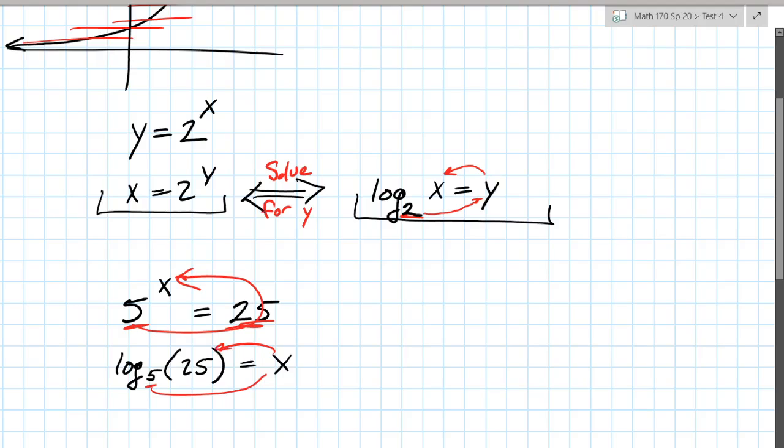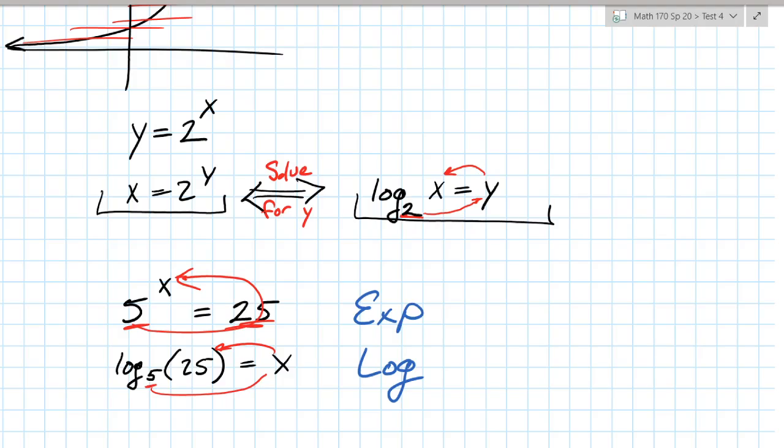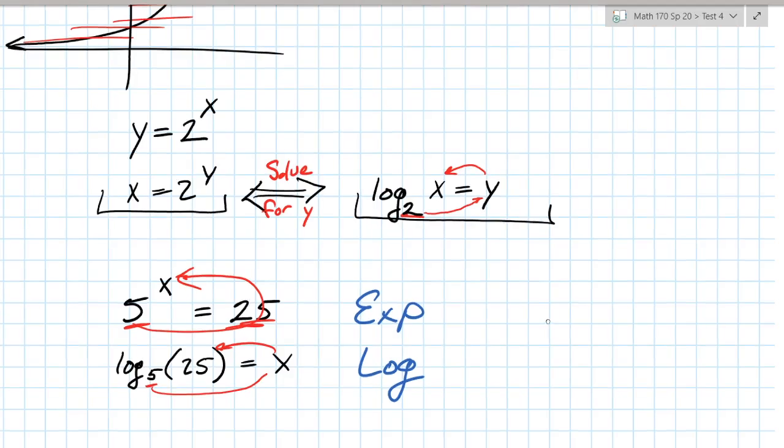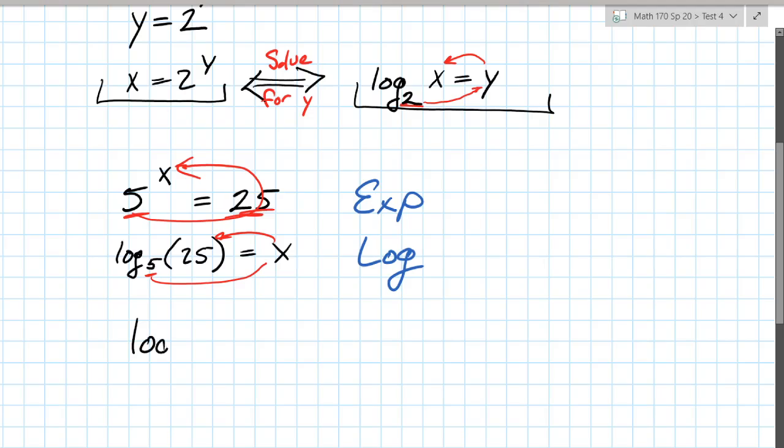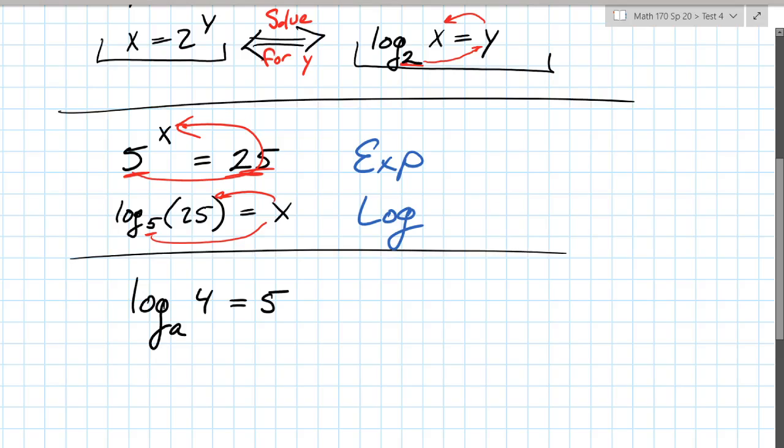So we can go back and forth between exponential form and log form. This is exponential form and this is log form. We're going to want to go back and forth depending on what the question gives us. For example, if we have log base a of 4 is 5, then we would want to know what a is. So we can go from log form to exponential form: a to the 5 is equal to 4.